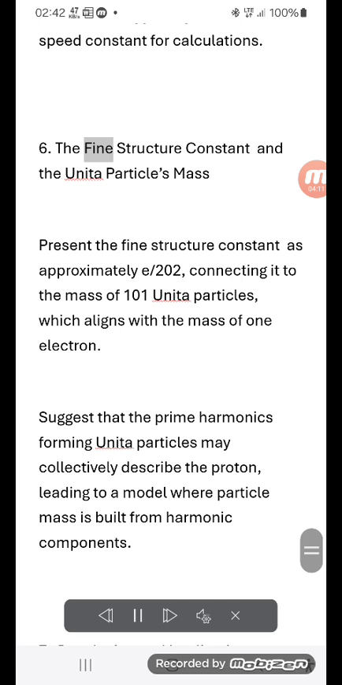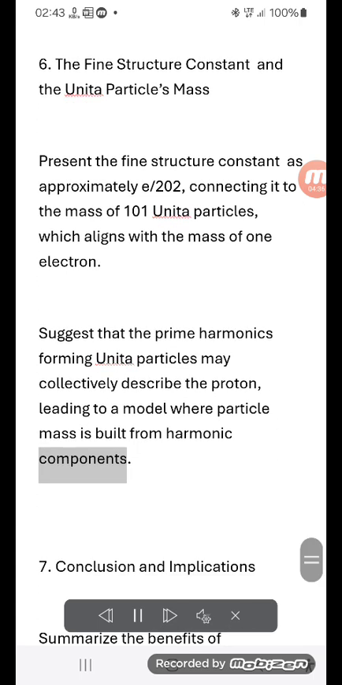6. The fine structure constant and the unita particle's mass. Present the fine structure constant as approximately E/202, connecting it to the mass of 101 unita particles, which aligns with the mass of one electron. Suggest that the prime harmonics forming unita particles may collectively describe the proton, leading to a model where particle mass is built from harmonic components.